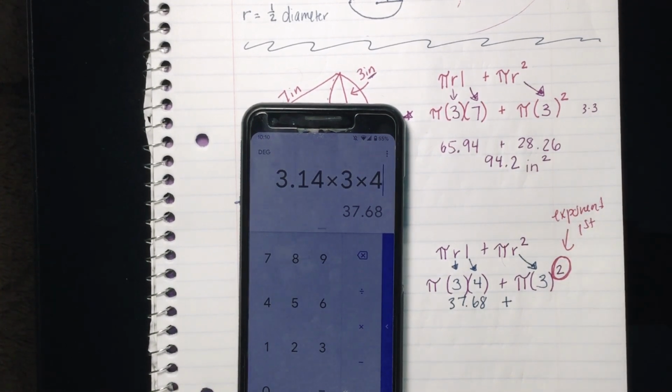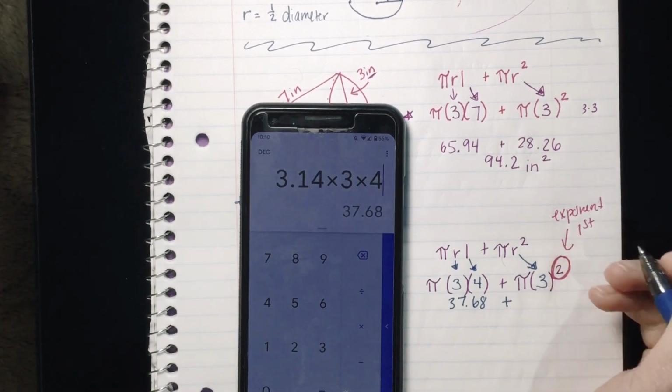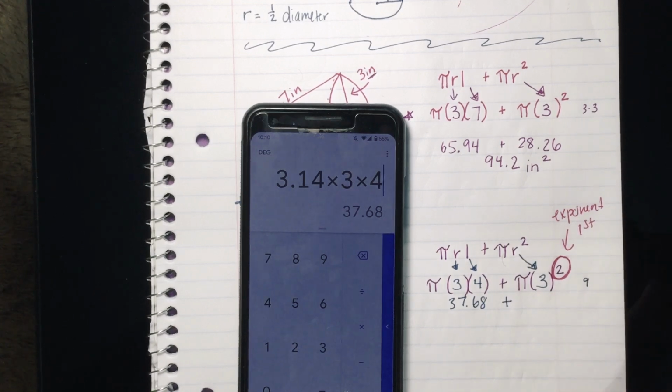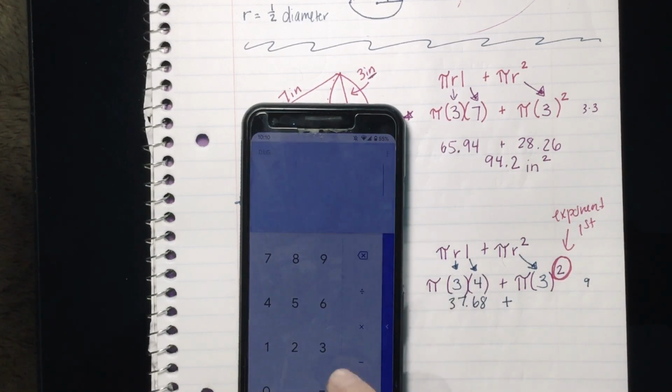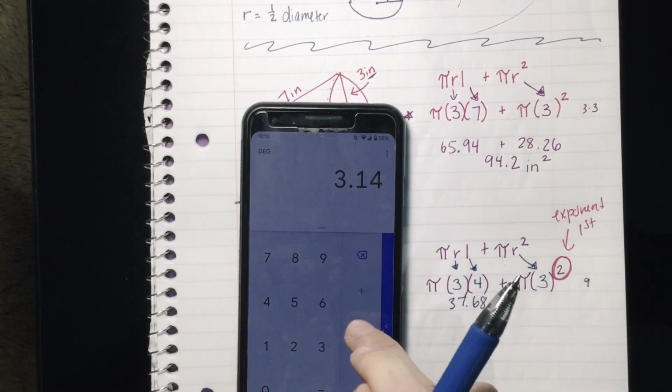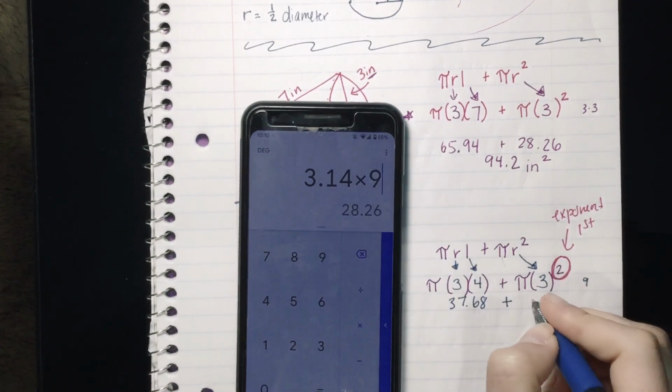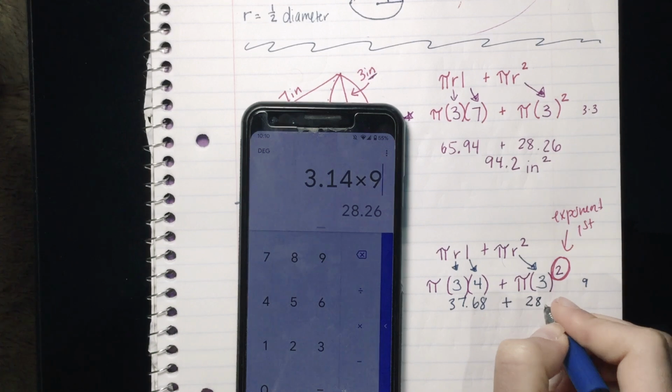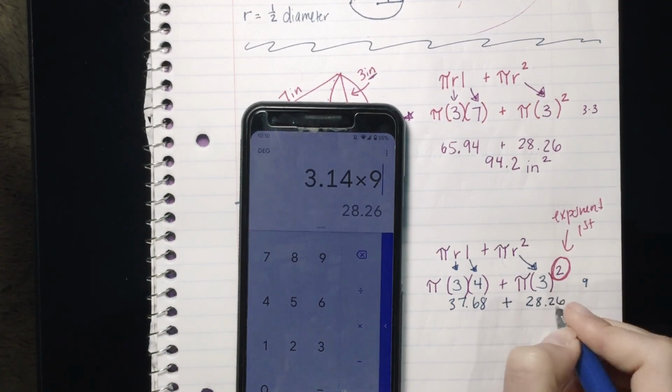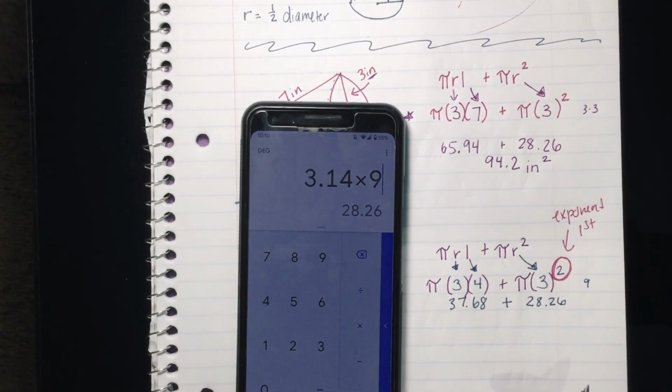Okay? Then we're going to add, remember, always do the exponent first. So 3 times 3, we knew from the last problem, is 9. Okay, so I'll put that there. And I'm going to have pi 3.14 times 9. And that's 28.26. And I could have looked back at my other problem and saw that as well, but I wanted to write it out for you guys.